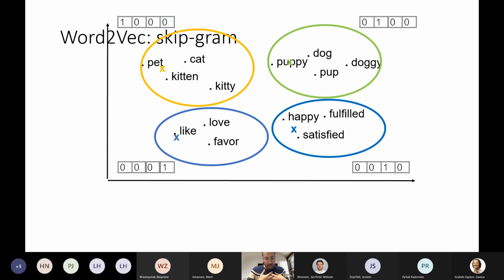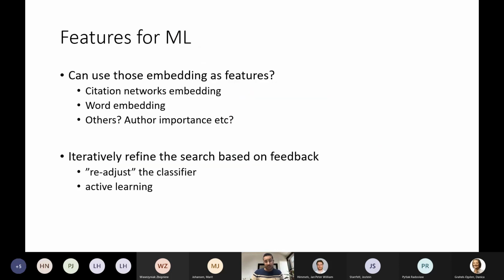There are also techniques that can take citation networks and project them, using embedding, into some n-dimensional space where we can see that nodes, or papers, that are similar to each other in the form of the network structure will end up close to each other. That can be of help, and that can be some features for a machine learning algorithm. So can we use those embedding features? My guess is yes, for example citation network embedding and the word embedding that I spoke about.